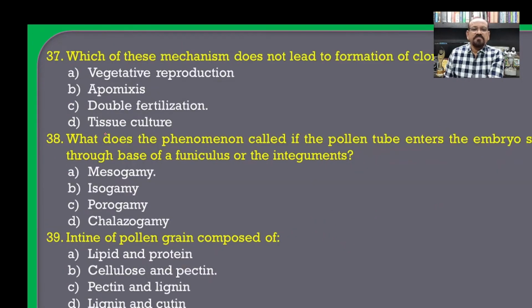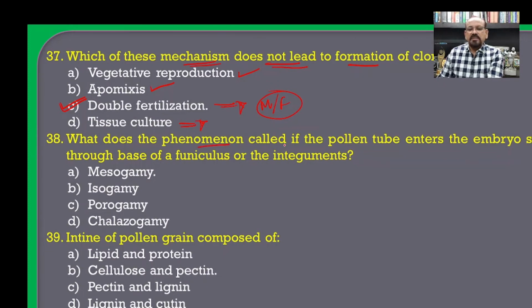Which of these mechanisms does not lead to formation of a clone? Clone means having the same characteristics. So vegetative reproduction will be responsible for the formation of the clone. Apomixis means without fertilization, again there is a formation of the same characteristics. Double fertilization is nothing but the fusion of male gamete and female gamete, means the mixing of the characteristics, and hence it is not involved in the formation of the clone, and hence it is the answer. Even tissue culture is also used for the formation of clones.